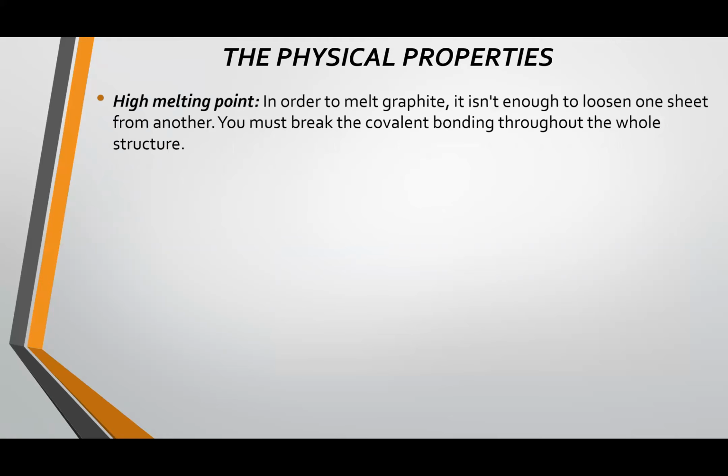Now, what are the physical properties of graphite? It has a very high melting point, and this is because of the giant structure. Every time we have a giant structure, we have so many atoms joined by so many covalent bonds, which are strong, and it requires a great deal of energy to weaken those bonds and melt the substance.